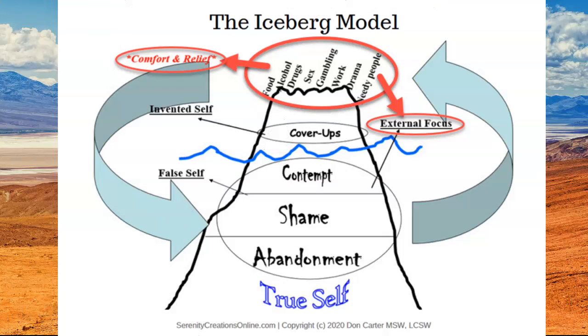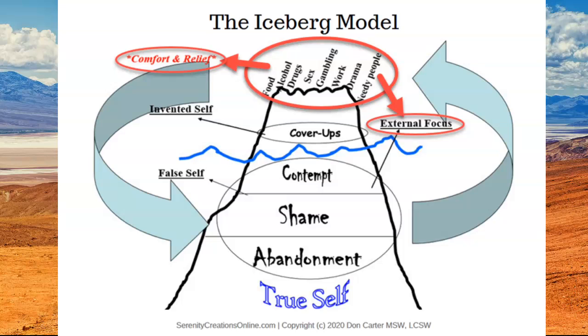The tip of the iceberg shows just a few of the many ways that we find to comfort or distract ourselves. As you can see here, the problem is that what starts out as a source of comfort or distraction ends up as another source of more pain, more abandonment, shame, and contempt. You can find more details about this emotional wounding process and the survival skills we develop for surviving the woundedness in my iceberg video.